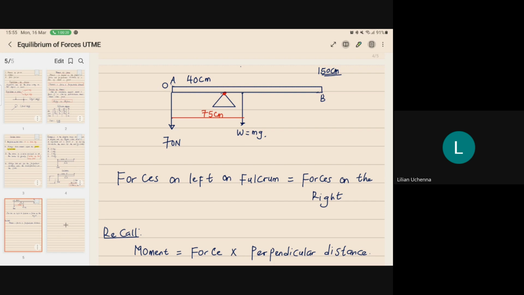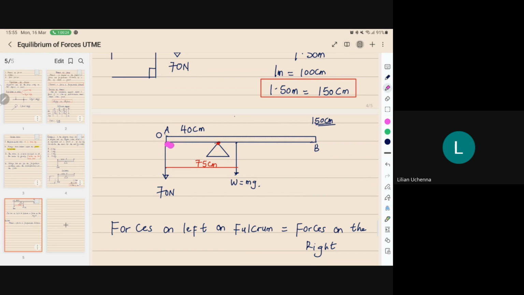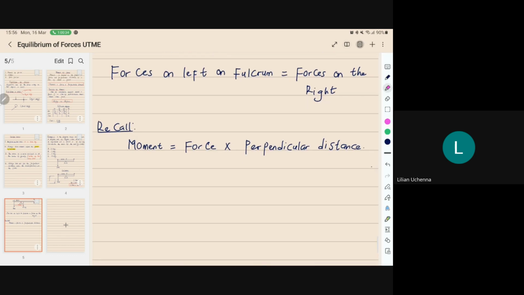All right. So now, if you check for the 40 Newton, the force is perpendicular to this distance, to this very length. And the distance between them is 40 centimeters. So now, for the left-hand side, it is not constant.